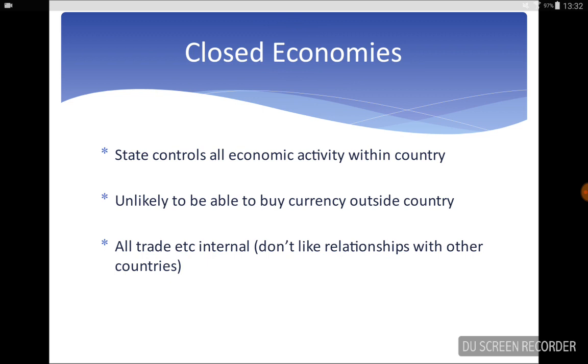But if we think about a pure closed economy, they are totally isolated, they don't want to interact with anybody else, and the state controls everything and runs everything. So hopefully that's clear, that that's what a closed economy is. You need to understand what that is, but in terms of your studies, I think it's less likely that you would be asked to write about a closed economy, but I want to make sure that you have an understanding of the different types of economies that can exist.